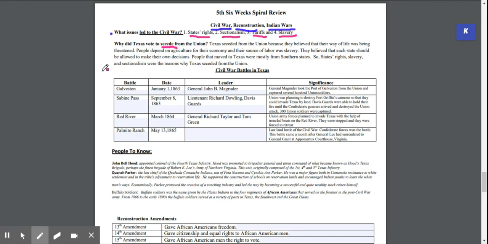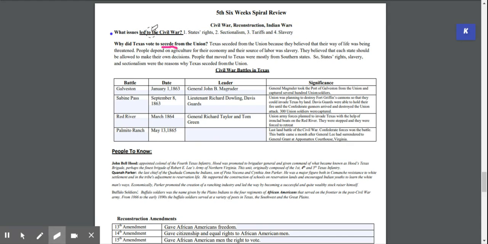Texas seceded from the Union because they believed that their way of life was being threatened. People depend on agriculture for their economy, and their source of labor was slavery. They believed that each state should be allowed to make their own decisions. People that moved to Texas were mostly from southern states. So states' rights, slavery, and sectionalism were the reason why Texas seceded from the Union.